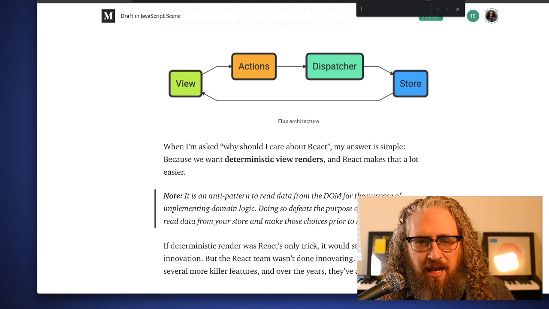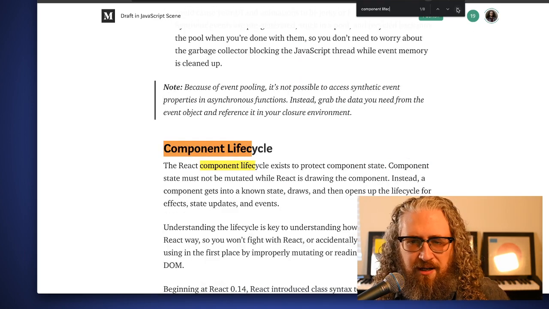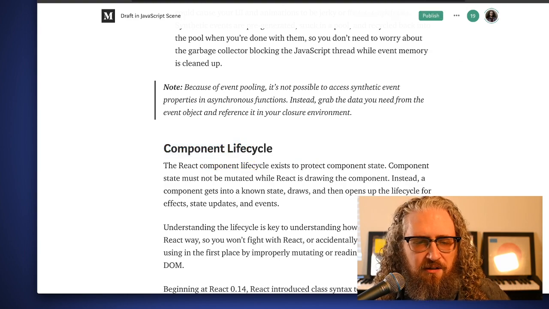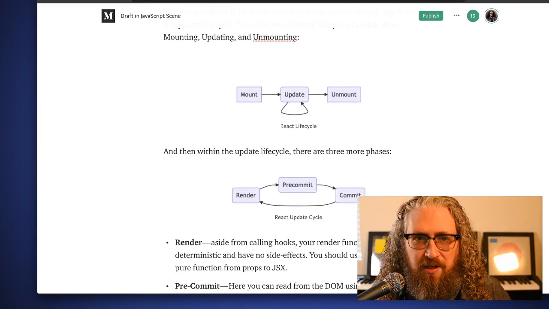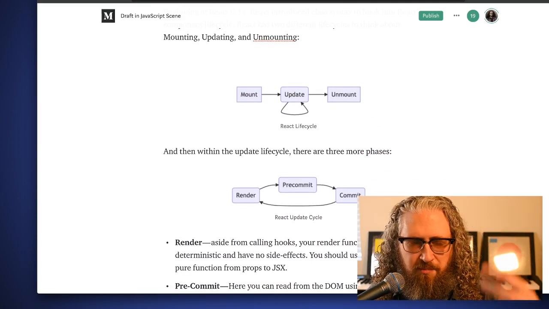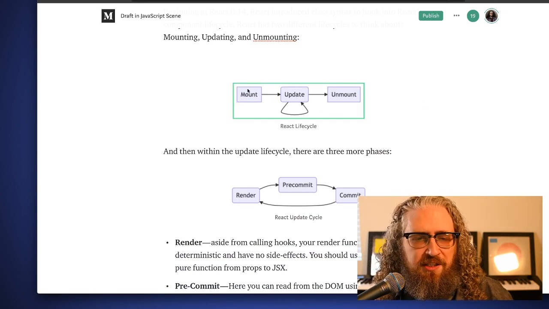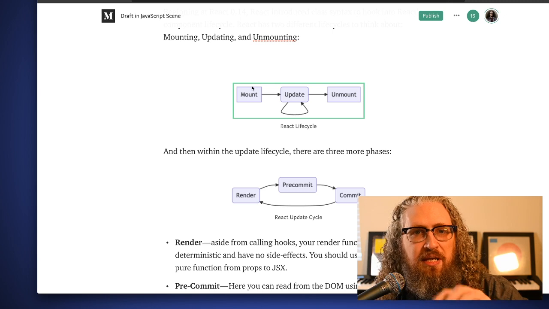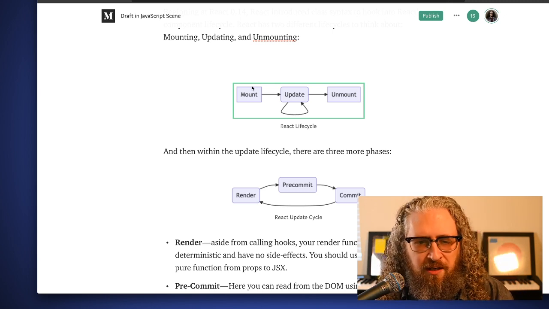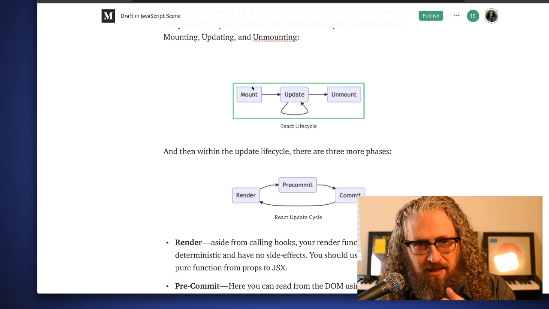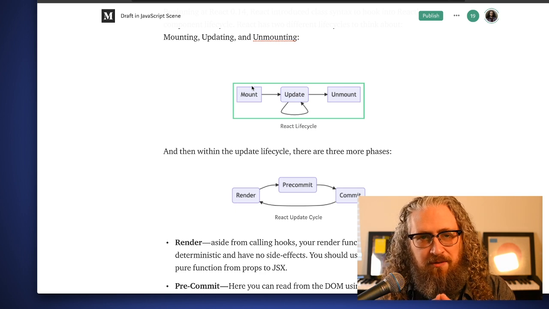And one way that React does this is with the component lifecycle, right? So let's jump to this section here. The component lifecycle is broken down into two different parts, basically, right? We have the mount, update, and unmount cycle. So when a component gets drawn to the screen, it mounts. That means React attaches all the stuff to it, right? And then it gets into the update cycle. Updates are triggered when the state of the component changes, right?